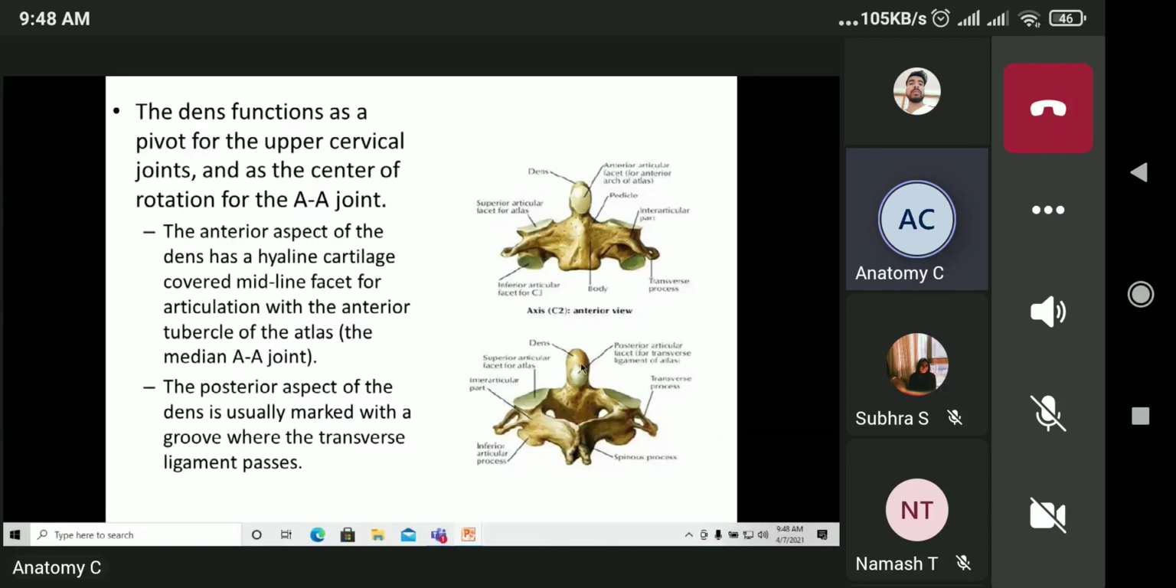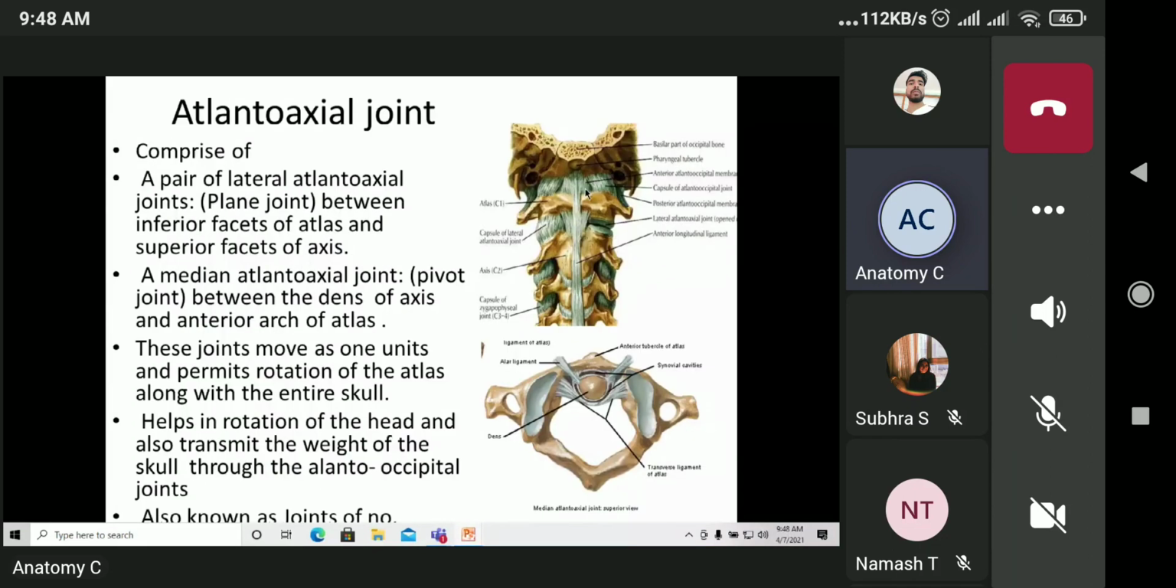Whereas the posterior aspect of the dens is usually marked by a groove for the transverse ligament. Okay, the transverse ligament will be present in the posterior aspect, whereas here will come the anterior arch of the atlas. So this is the joint. You look at it: the anterior arch of the atlas is coming and articulating over here, and in the posterior you can see this transverse ligament. So first look at the dens anterior: the anterior arch of the atlas is coming, whereas on the posterior surface of the dens there is a groove for the transverse ligament.